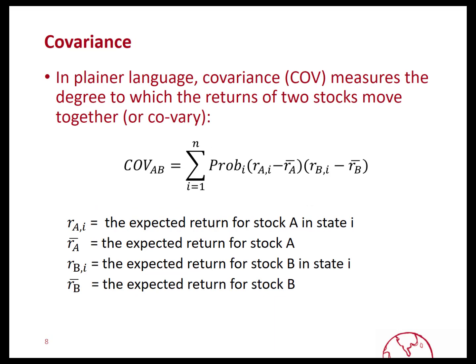Now notice that we're going to be looking at forward expected returns, and so we have to look at how those expected returns are going to move or co-vary with each other. So it's going to be the probability of a state times the actual return minus the expected return for stock A times the actual return minus the expected return for stock B across different states, summing it up.